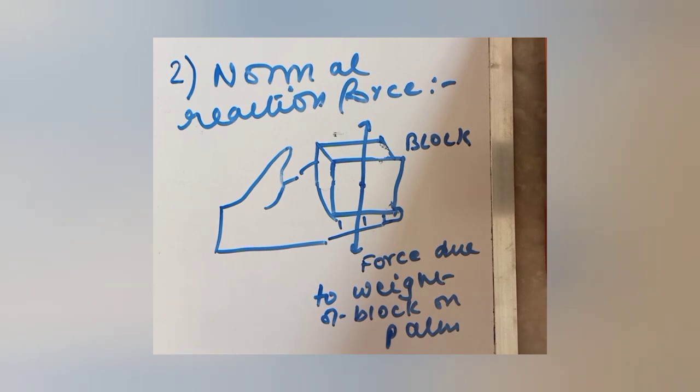Secondly, we have normal reaction force. Here you can see the diagram of a block on a hand. So here the body, that is the block, exerts a force downward which is equal to the block's weight. But you see here that the block does not fall. What is the reason? Because the surface, that is the palm, exerts an equal and opposite force on the body normal to the surface, which is called the normal reaction force. So in this case, the equal and opposite force is exerted by our palms.